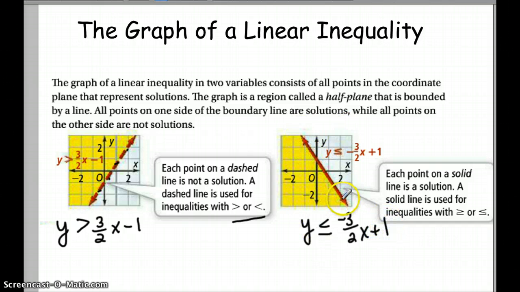It is a solid line because of the inequality symbol being less than or equal to. And what that tells us is that all of the points on the line are solutions to this inequality, as well as the points that are in the shaded region. So that's an important distinction to make. Dashed line for greater than or less than, solid line for greater than or equal to or less than or equal to.